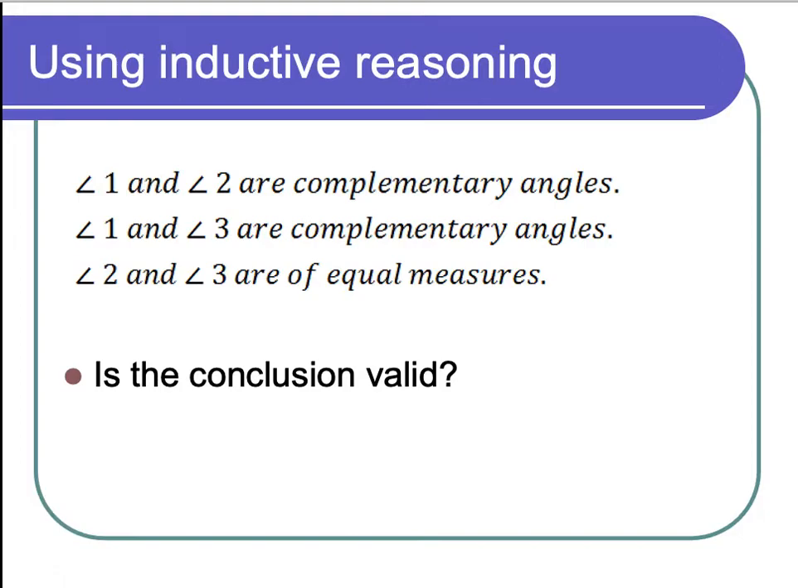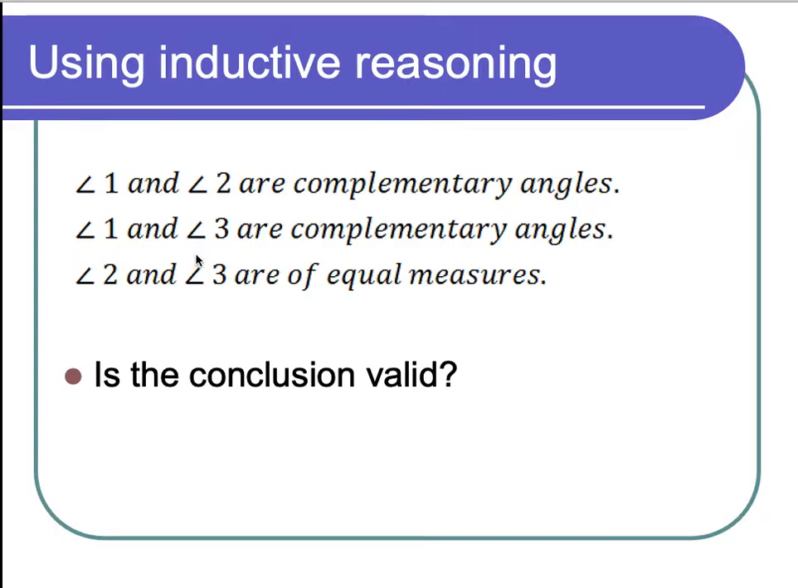Okay, let us use inductive reasoning. We have angle 1 and angle 2. Angle 1 and angle 2 are complementary angles. Then angle 1 and angle 3 are also complementary angles. Therefore, angle 2 and angle 3 are equal in measure. Is our conclusion here valid? You may pause the video and think if it is valid.